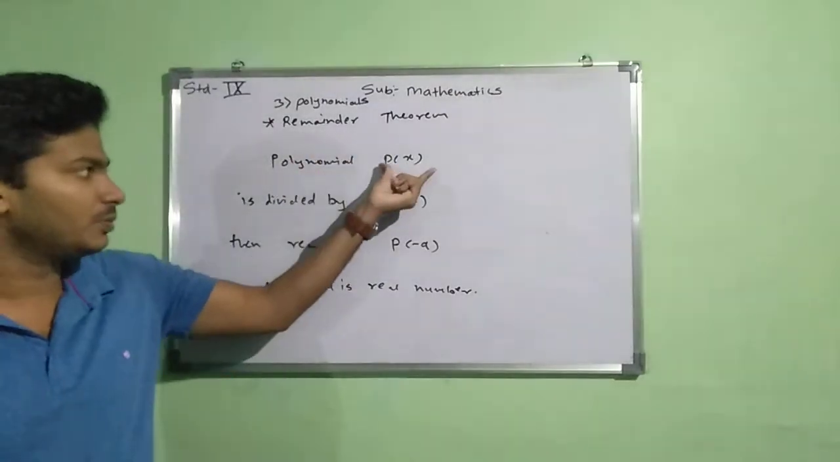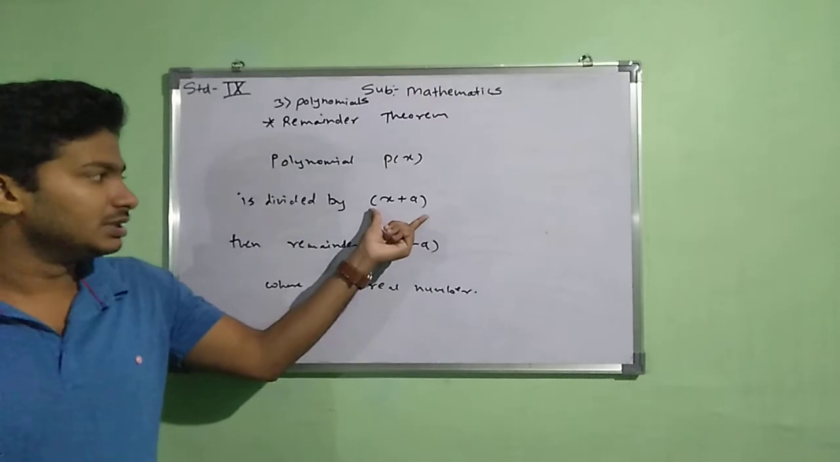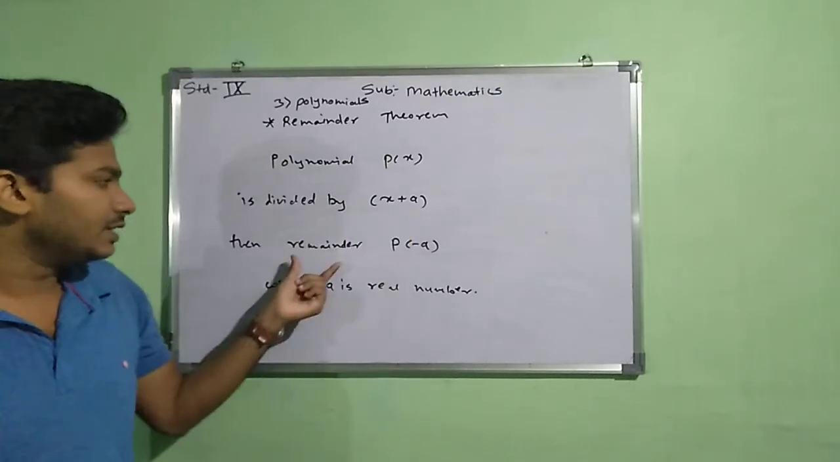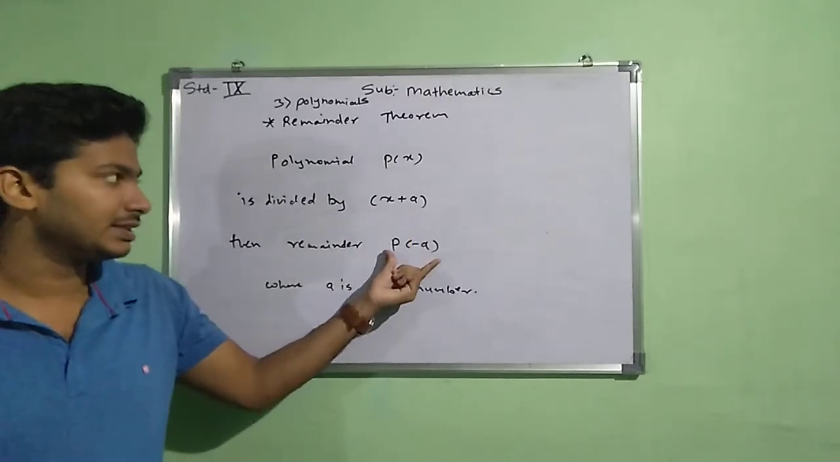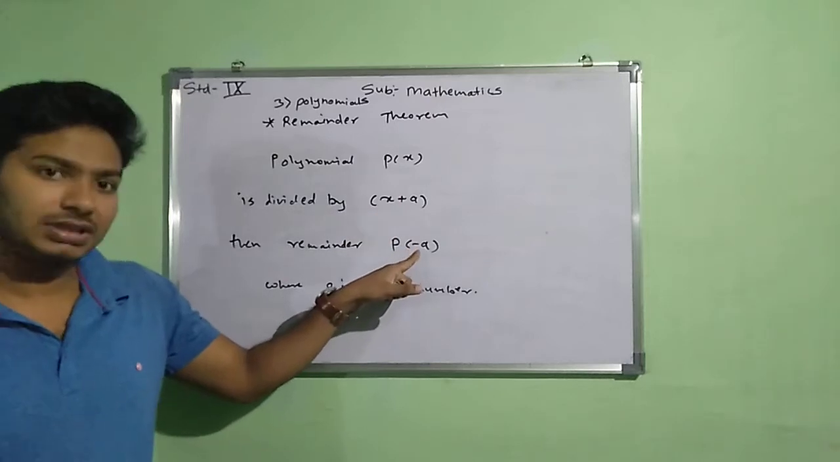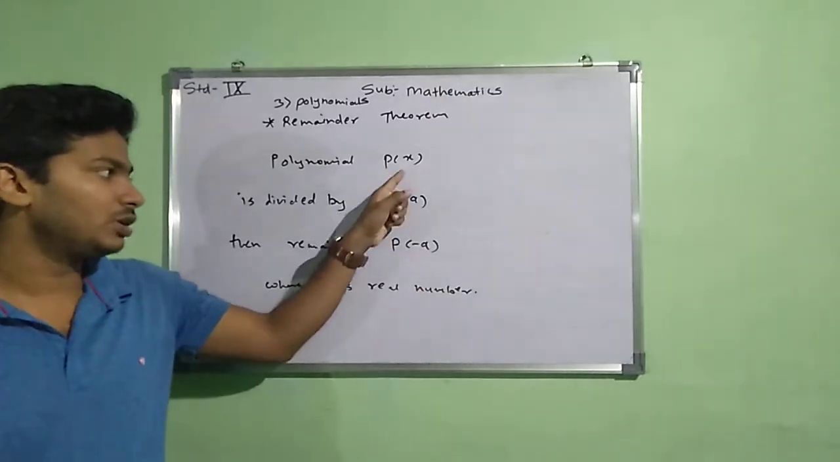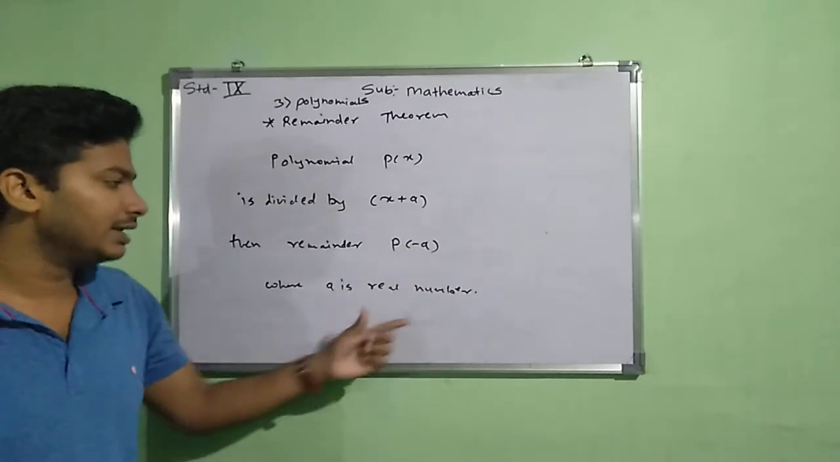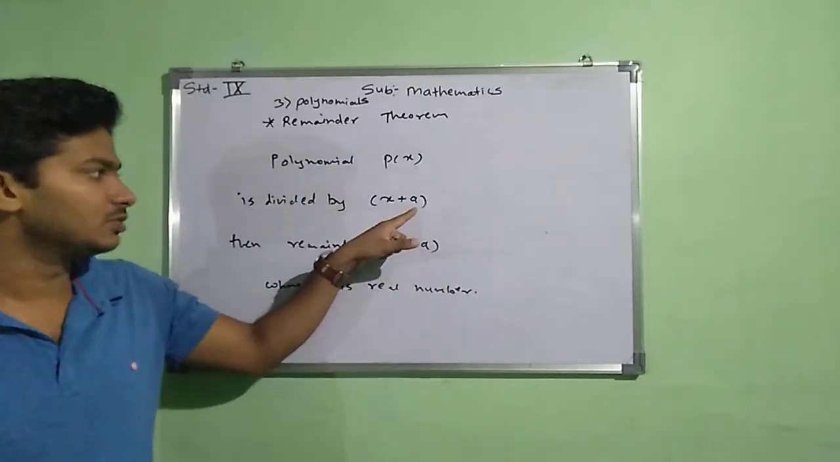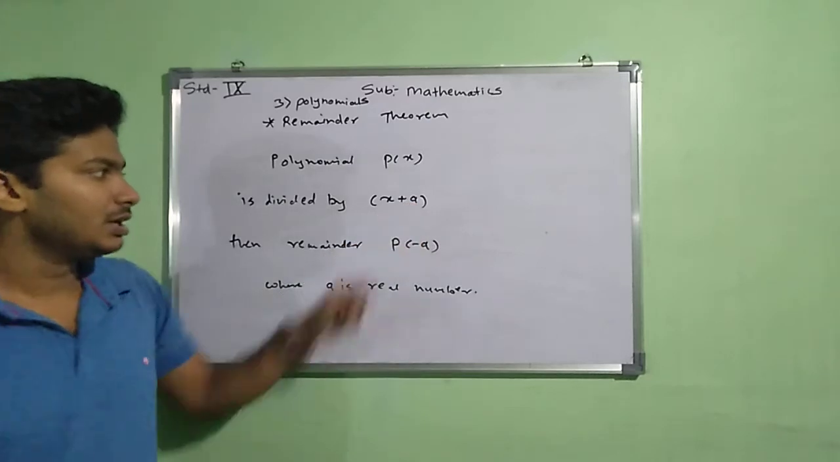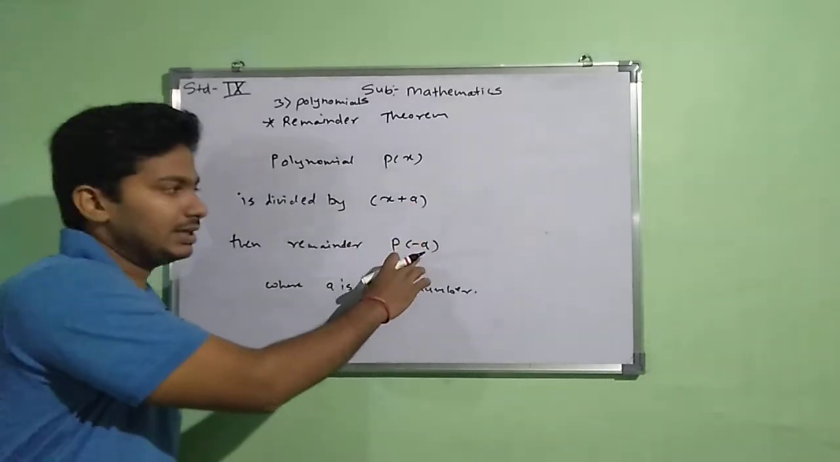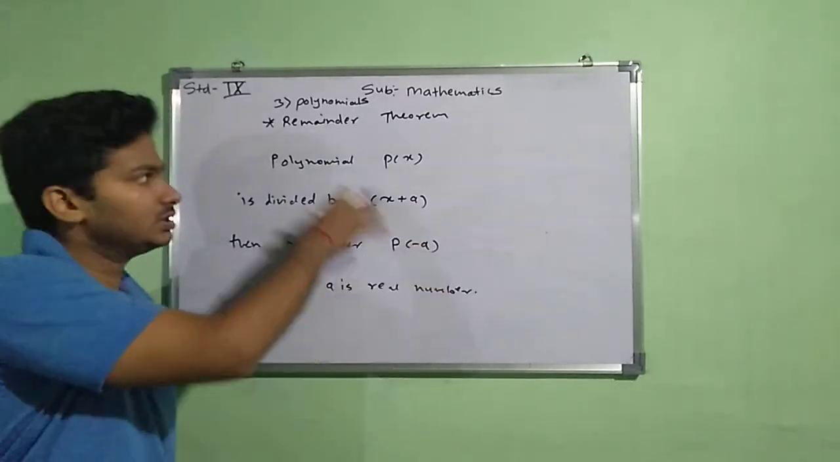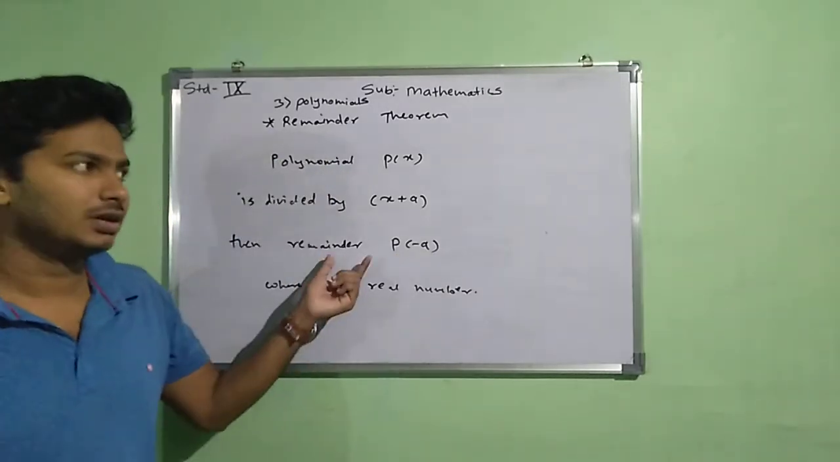If our given polynomial p of x is divided by this divisor x plus a, then the remainder is p of minus a. That means after substituting the value minus a in our given polynomial, whatever value you get is our remainder, and a is any real number. We have to take the opposite of that a. Here a is positive, that is why minus a is taken as the remainder. So this is the remainder theorem. You will come to know what that is after taking examples.